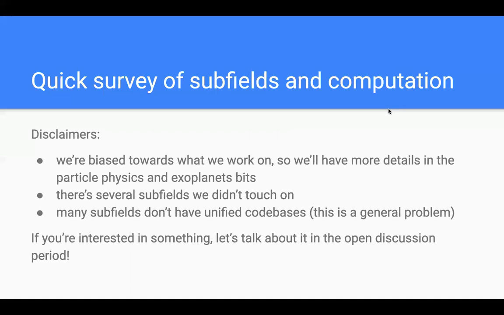So we're going to run through a quick survey of some subfields of physics and astro and how they use computation. We're a little biased towards what we know well, so we'll have more details on some things, less details on the others. And there are some subfields we just can't touch upon. Also, I think we both don't think that physics and astro have really good unified code bases in the way that sometimes we want them to.